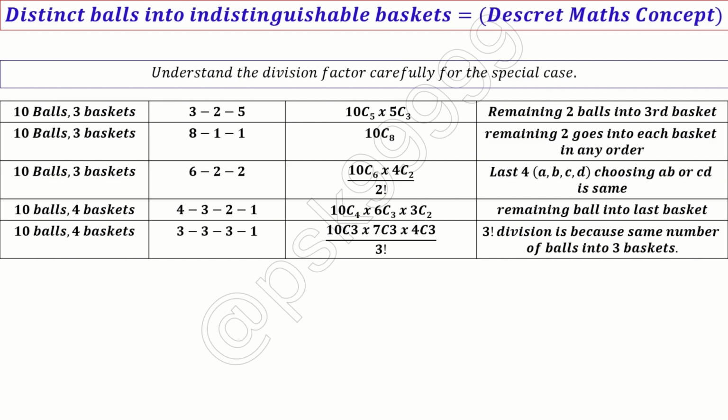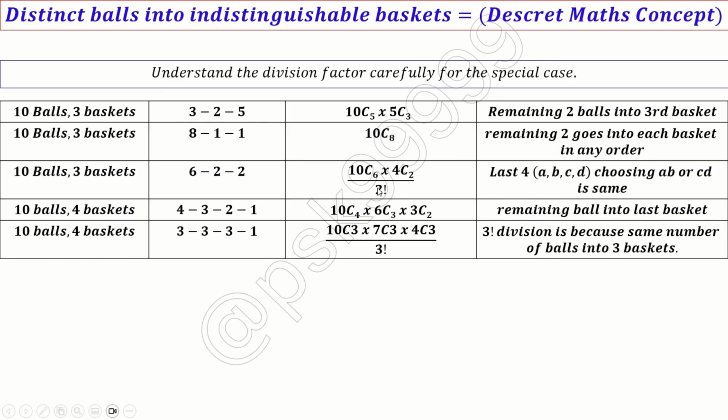So that means in your 4C2 you are covering both conditions, because repetition is there, right? So I am dividing by that repetition, 2 factorial. So this is very important to understand in this indistinguishable baskets concept.